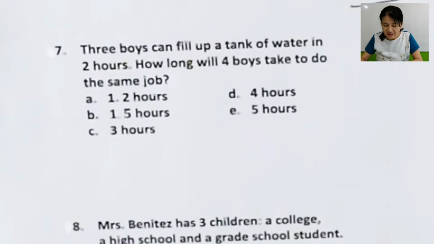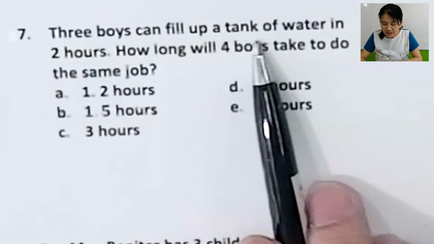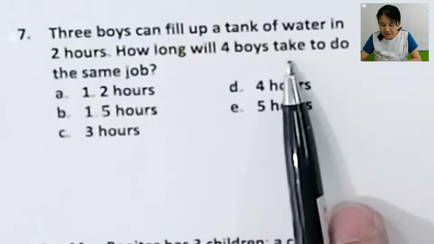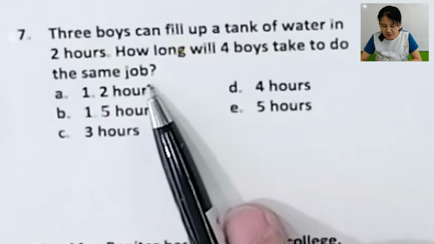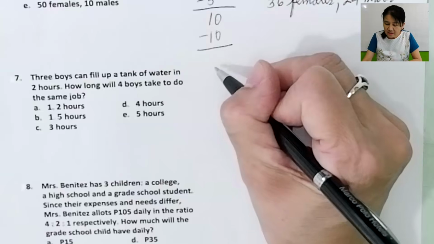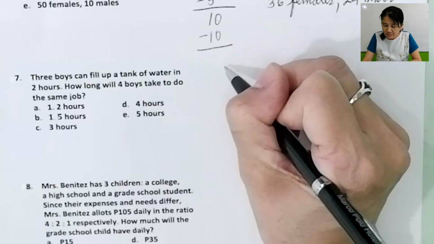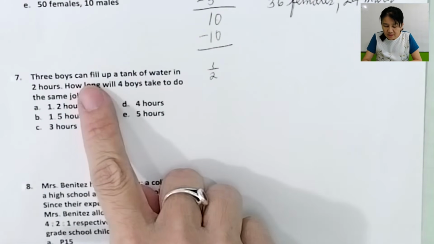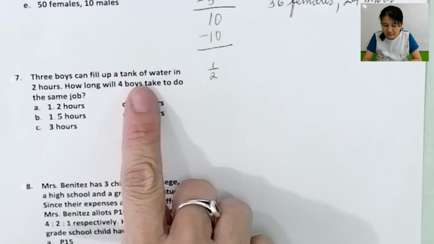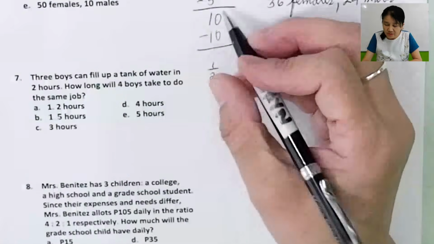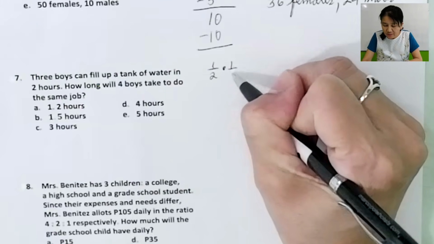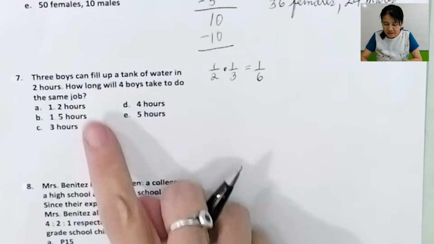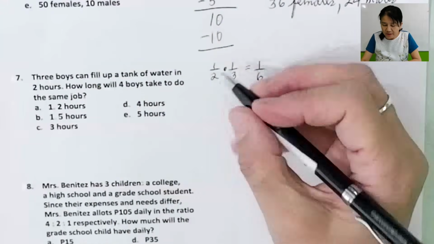Next, number 7. 3 boys can fill a tank of water in 2 hours. How long will 4 boys take to do the same job? There are 3 boys, so you multiply by the rate, which is 1/2. Why 1/2? They can fill up a tank of water in 2 hours. So the rate is 1/2, but we have to multiply by 1/3 because there are 3 boys, so we have a total rate of 1/6.